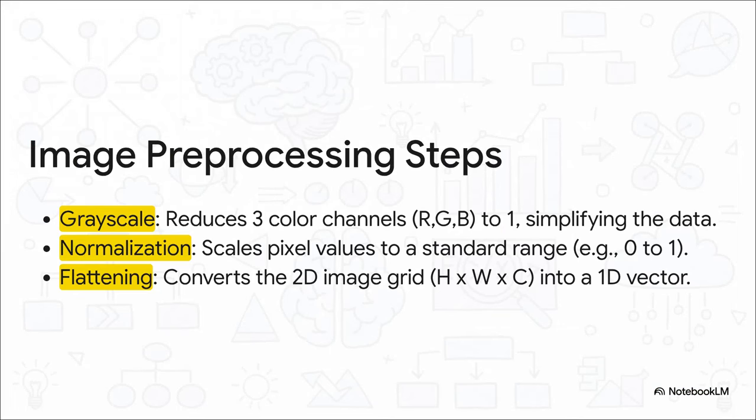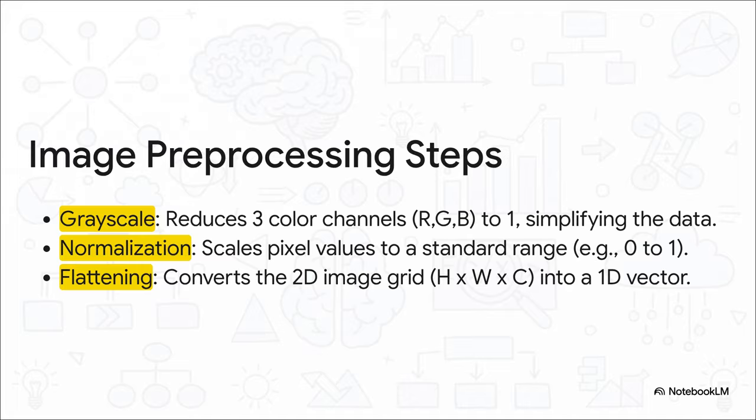First, grayscale conversion. A color pixel has 3 numbers, red, green, and blue. This step simplifies it by using a formula to combine them into a single number for brightness. It just makes the problem easier. Second, normalization. Pixel values usually go from 0 to 255. We scale them down to a tiny range, like 0 to 1, by just dividing by 255. A pixel that was 127.5 becomes 0.5. This makes the network learn faster and more reliably.